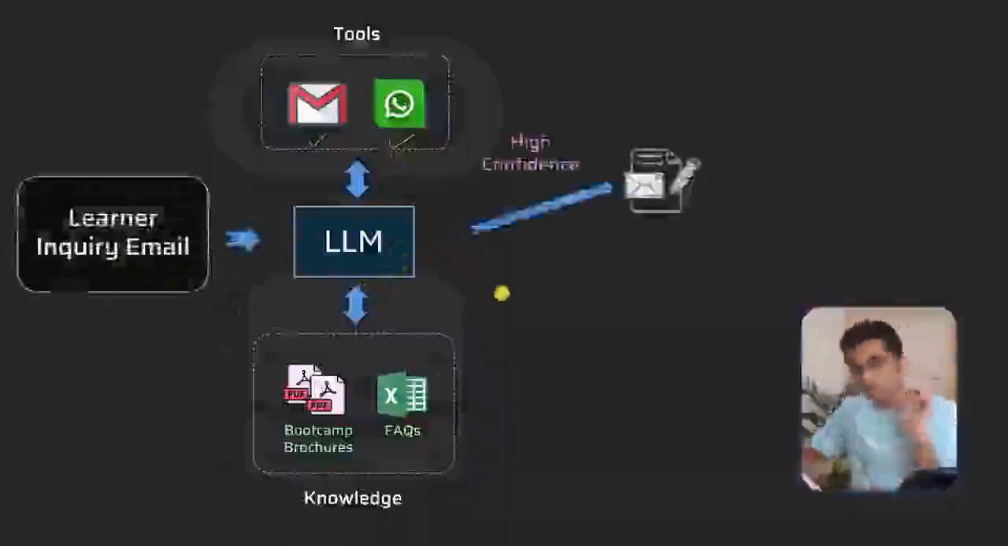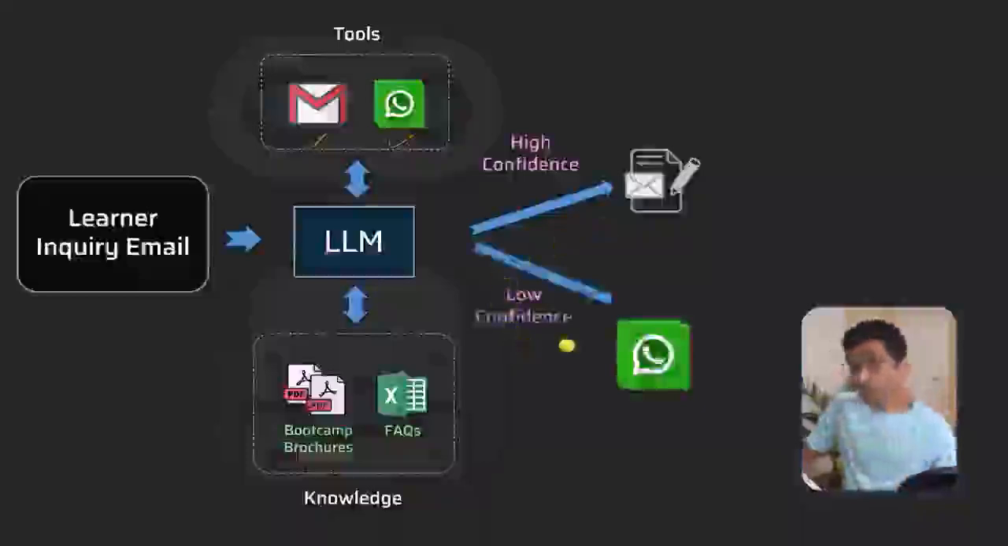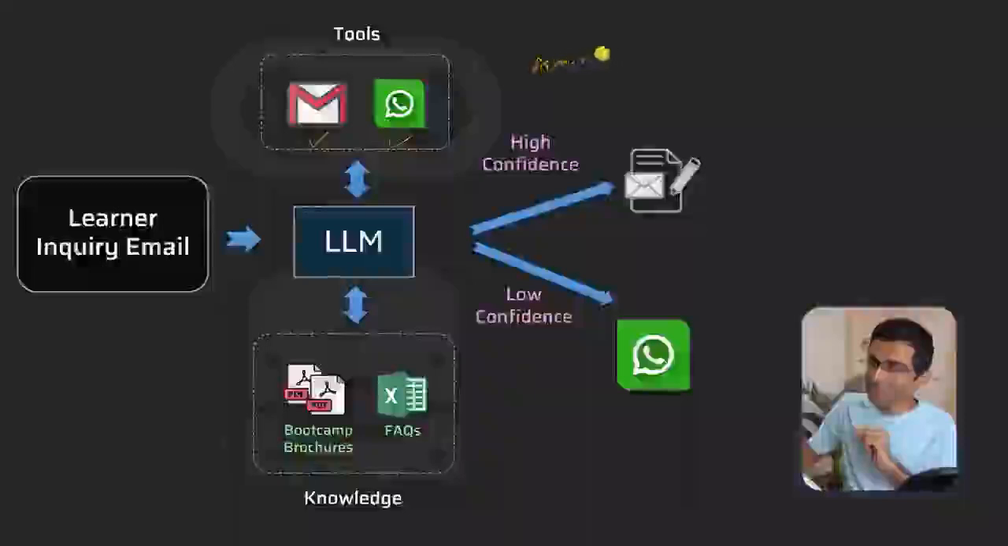So it will go to your Gmail. It will write an email actually and put it in a draft. So it took that autonomous action. Or if it is low confidence, it will send a notification on your WhatsApp. See, in both the cases, it is taking an autonomous action. And it has access to tools, knowledge, etc. Therefore, this is an AI agent.